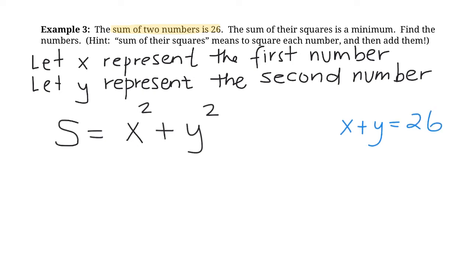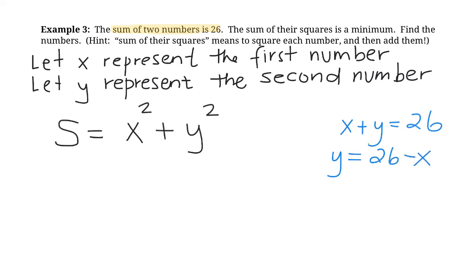And so what we're going to have to do here is a little bit of rearranging and substitution. So it's going to be your choice. You can choose whether to isolate or rearrange this equation to solve for either x or y. I'm going to choose to rearrange and isolate for y. So that means I'm going to take this x term and bring it over to the right-hand side. That's going to leave me with y equals 26 minus x.